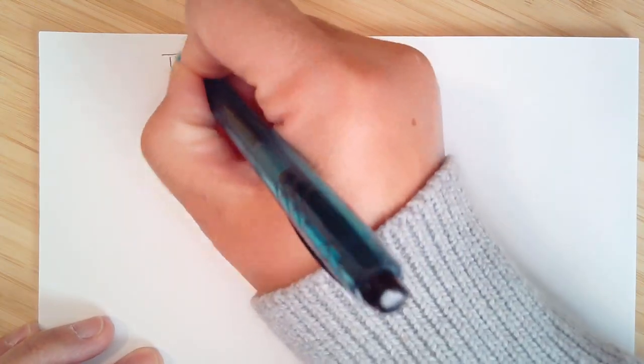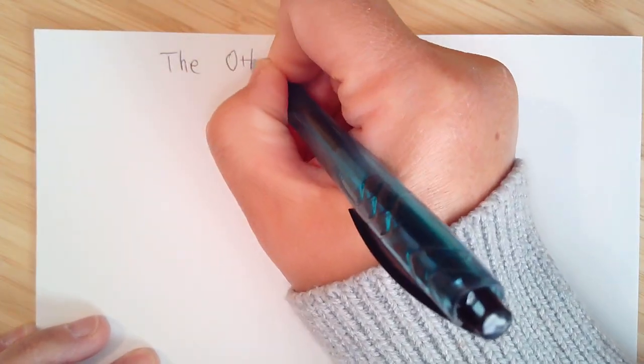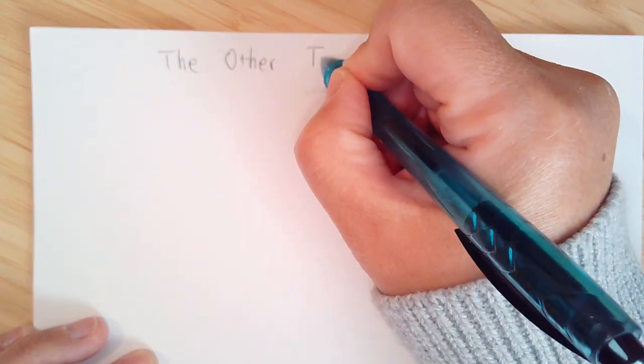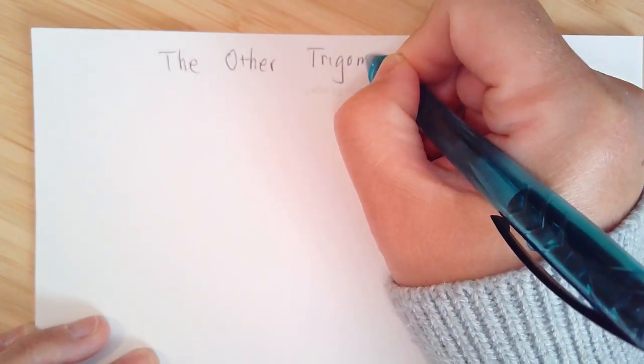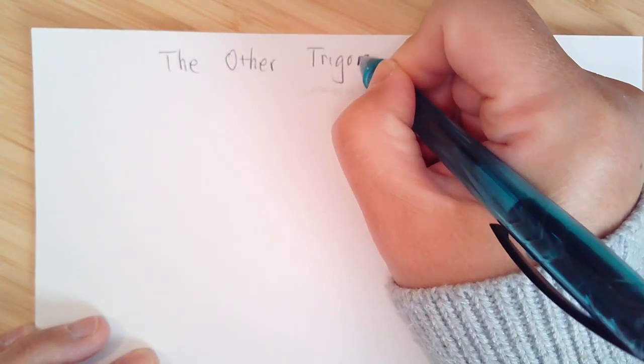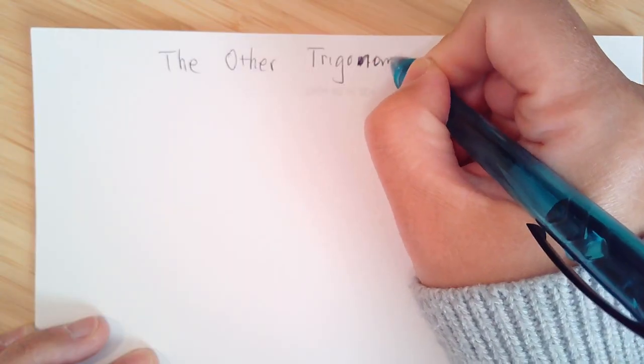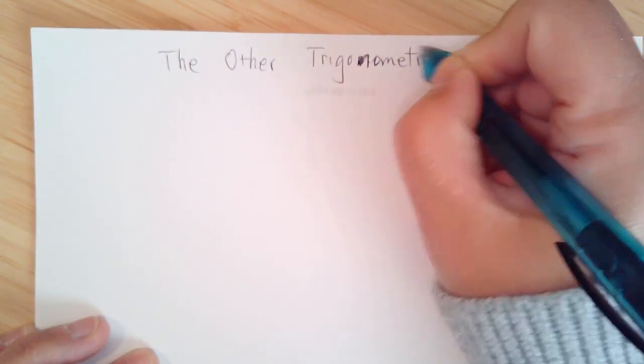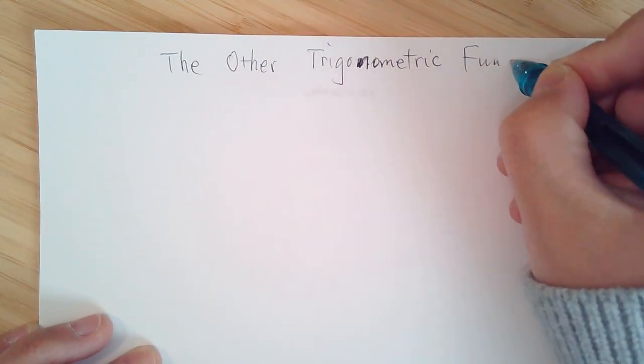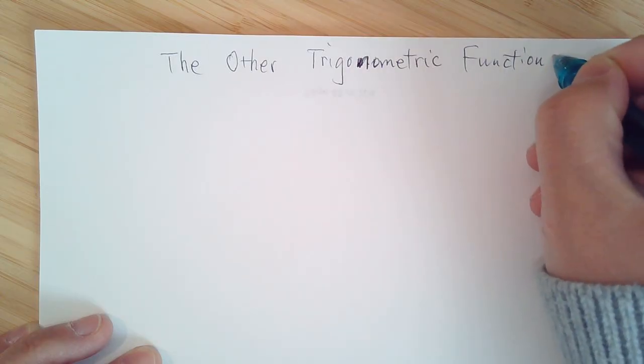We have learned some important trigonometric functions already. And in today's class, we're going to learn the other. So what do you mean the other? Because there are three more trigonometric functions. Yes, there are three more.